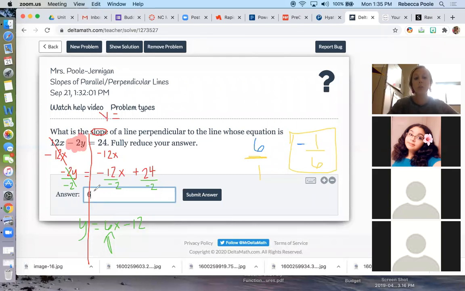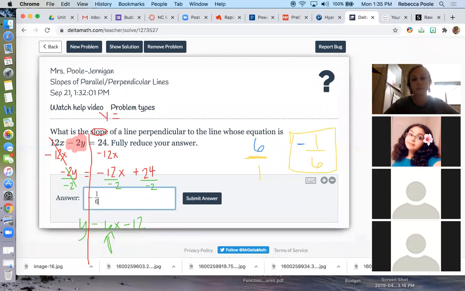So the slope that should go here, my answer should be -1/6, -1/6. Are we okay with that? Yes, no? Yes. Okay. Does anybody not understand that?